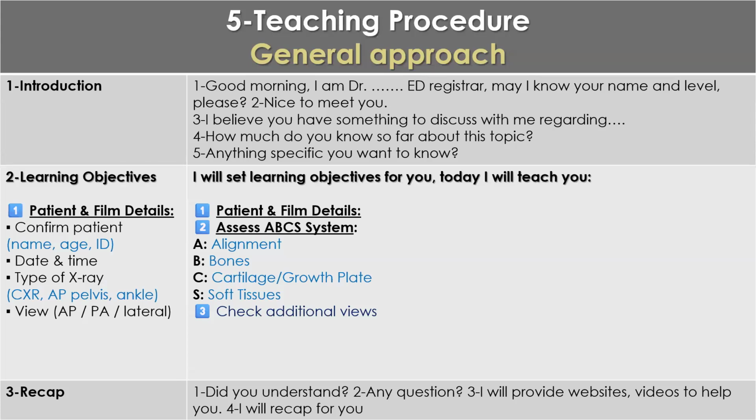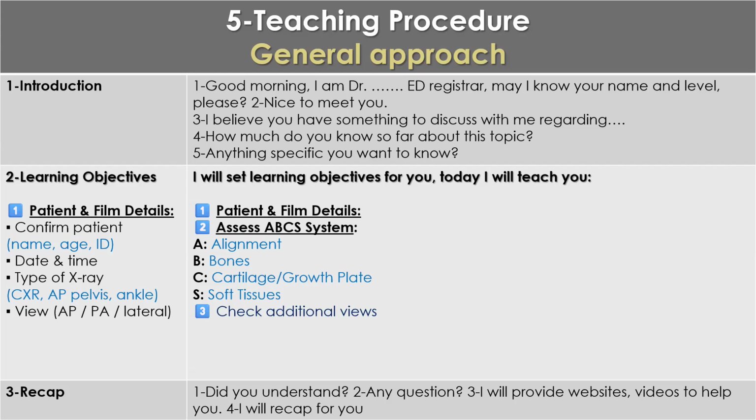Today, we will set learning objectives for us that will include patient details and film details, assess the ABCS system, and then we will check additional views. I will also give you a few websites and videos to help you learn more from it. Let's start with the patient and film details. So, patient details should include the name, age, ID, and the film details should include the date and time and type of the view should be written over there.